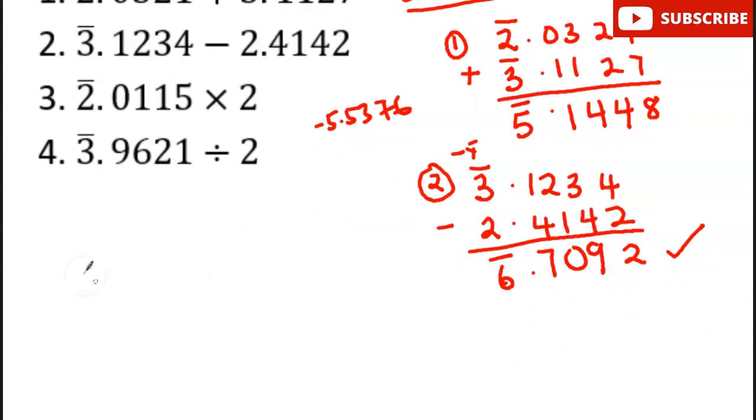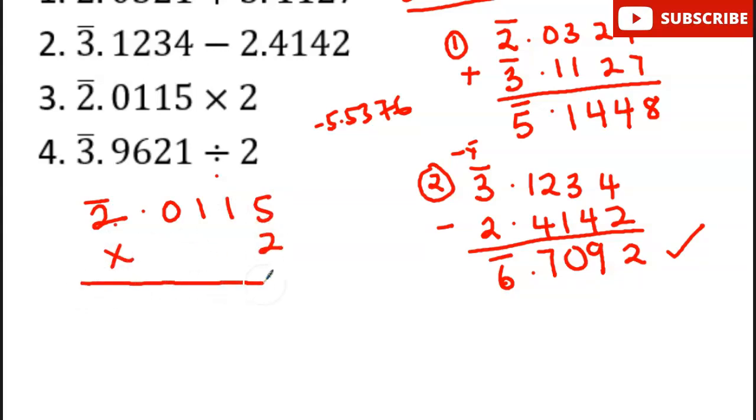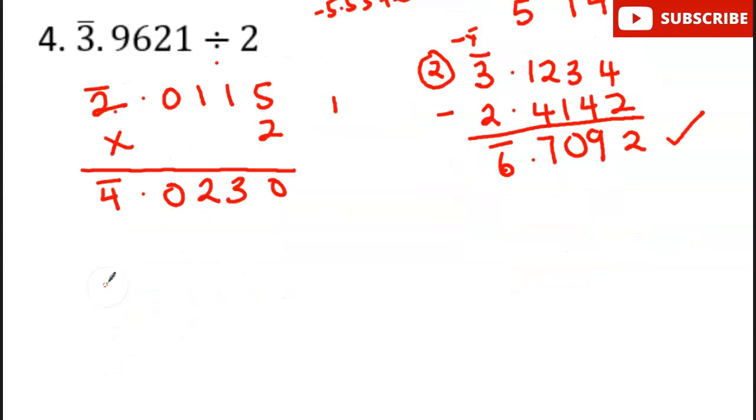And let's come to multiplication. So 2 bar point 0115 times 2. So we use the normal multiplication. 2 times 5, that's 10, carry 1. 2 times 1 is 2 plus 1, 3. 2 times 1 is 2. 2 times 0 is 0. 2 times 2 bar, which will be 4 bar. Yes, that is how we multiply negative characteristic.